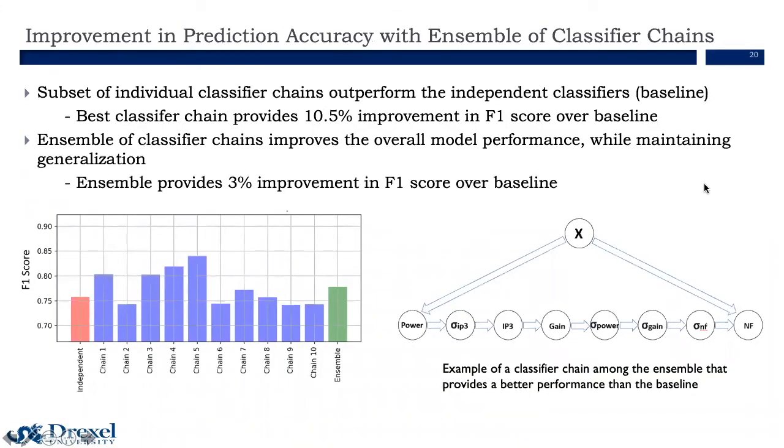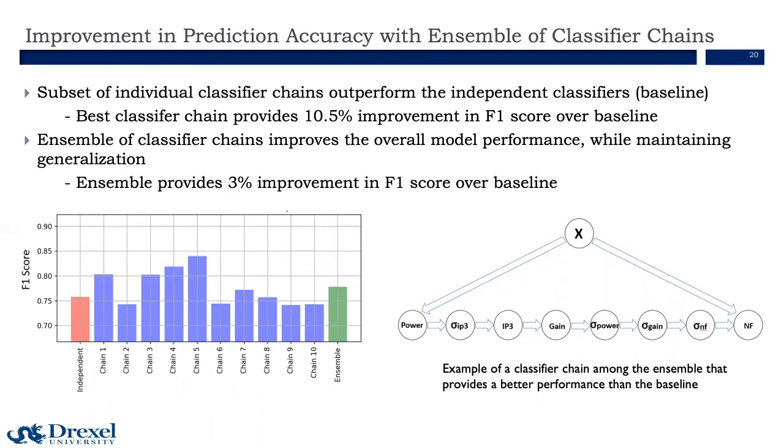On this slide, we see the improvement in the prediction accuracy with the ensemble of classifier chains. In the bottom left graph, you can see that a subset of the individual classifier chains outperform the independent classifiers compared with the baseline. The best classifier chain, chain 5, provides a 10.5% improvement in F1 score over the baseline. We also see that the ensemble of classifier chains improves the overall model performance while maintaining the generalization capability. The ensemble provides 3% improvement in F1 score over baseline, as shown by the green bar.